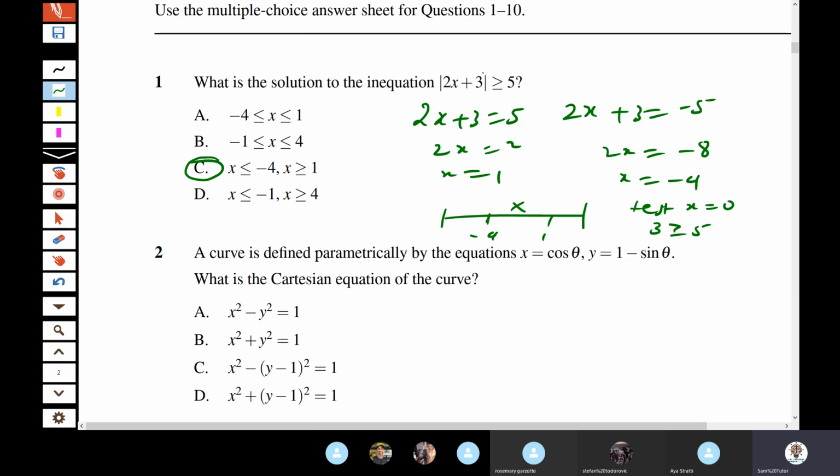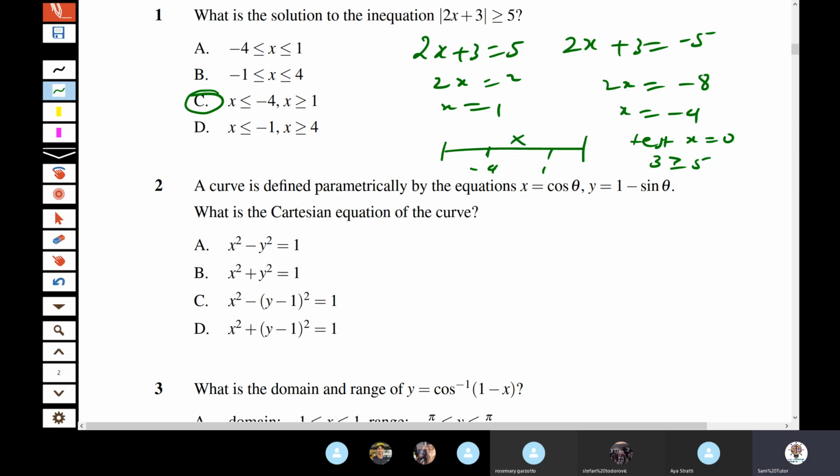Some of you, those who have memorized the way the inequalities work, great. You might have been able to see C straight away. Otherwise, that's the way we've been doing it, and that will not fail you. So that's it. Okay.